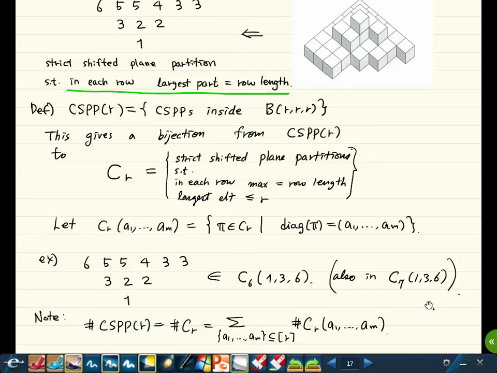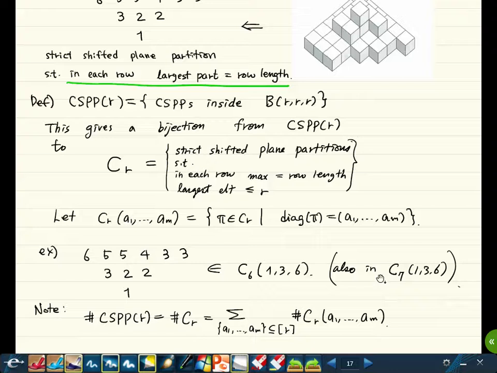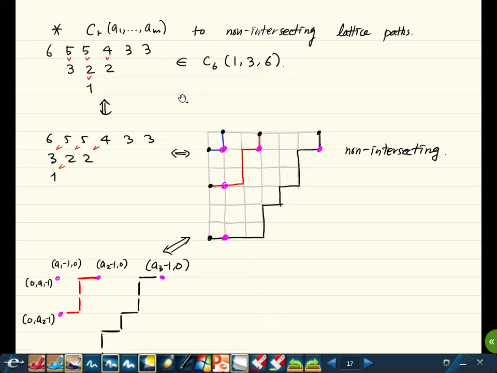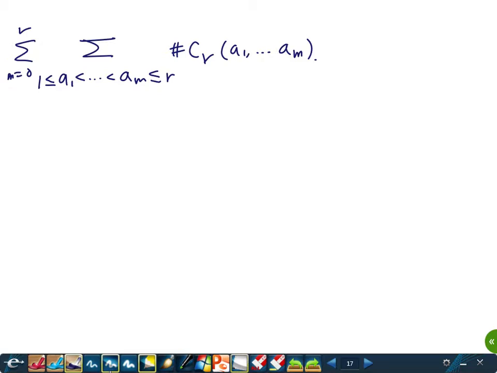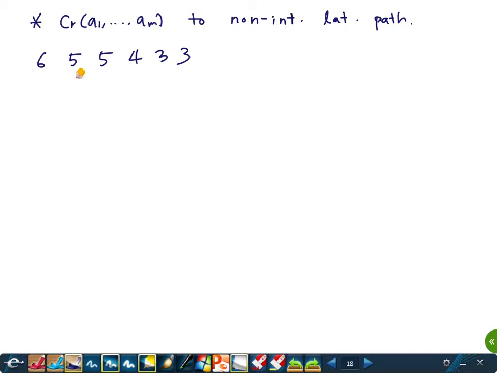Okay. Now our goal is to express this as a non-intersecting lattice path. I think it's better if I use this diagram now. All right. So we now express A1 through AM as non-intersecting lattice paths. So we have this: 6, 5, 5, 4, 3, 3, 3, 2, 2, 1. We know that this is in C6 of 1, 3, 6. Okay? This is the same example. Now, the condition is they are strictly decreasing along each column, like that.